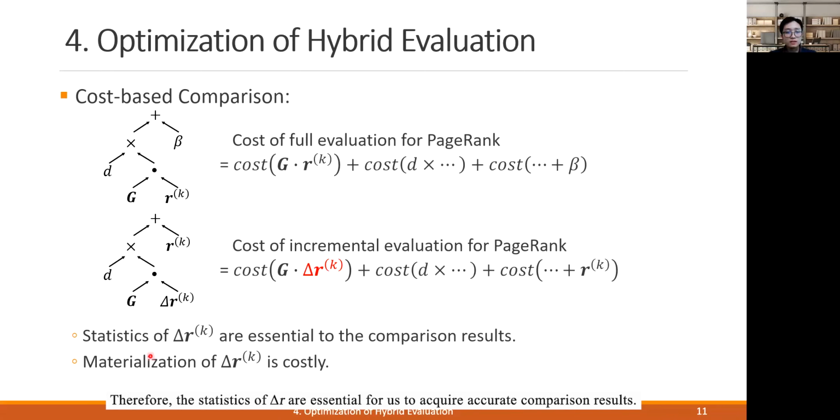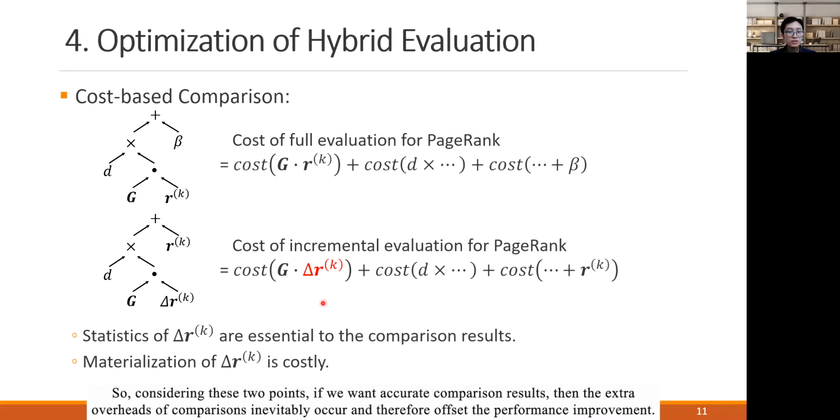Therefore, the statistics of delta R are essential for us to acquire accurate comparison results. In addition, we have to extract the increment term delta R first to obtain these statistics, which is costly. So considering these 2 points, if we want accurate comparison results, then the extra overheads of comparisons inevitably occur and offset the performance improvement.